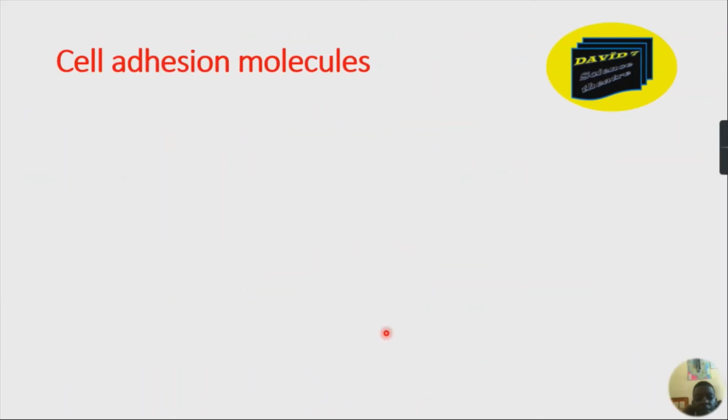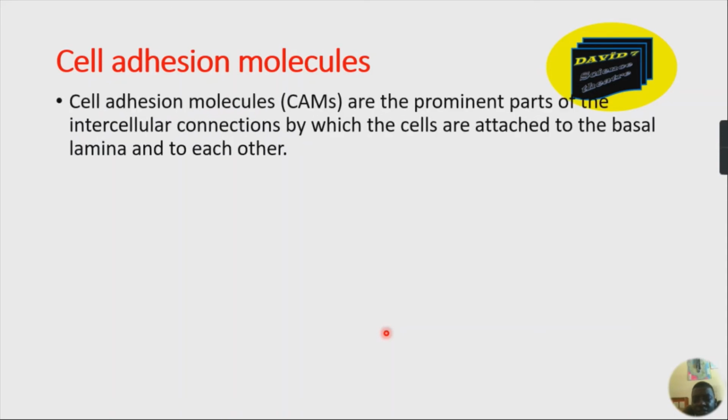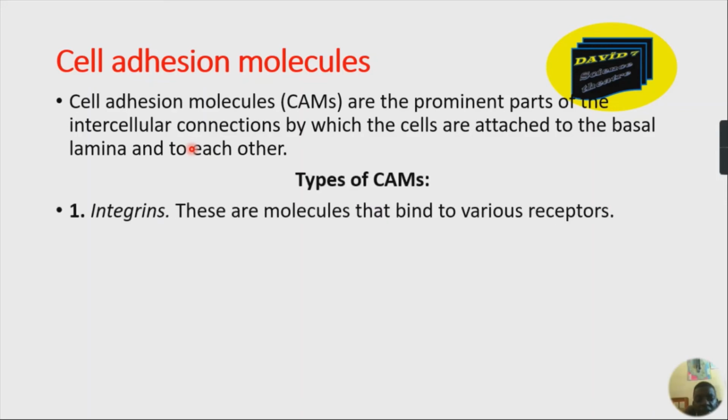All right. Now the cell adhesion molecules. We can't leave this place without talking about cell adhesion molecules. These are CAMs, and they are the prominent parts of the intercellular connections by which the cells are attached to the basal lamina and to each other. And the types of CAMs are here. We have integrins. Integrins are molecules that bind to various receptors.